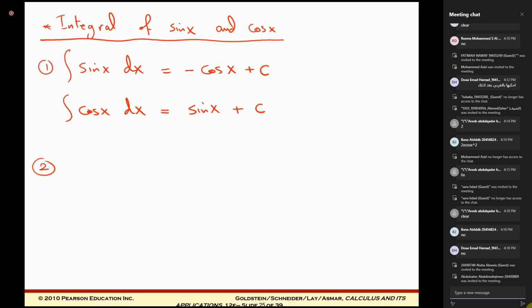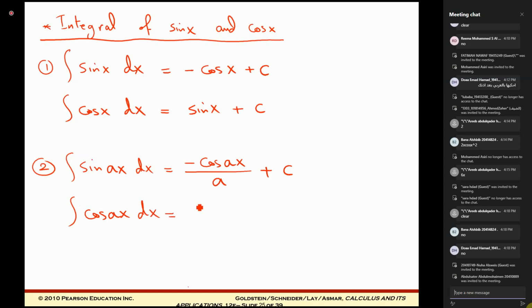Number 2, if we have in the angle ax, not x, for example, sine ax, sine 2x, sine 3x, like this. The integration equals minus cosine with the same angle over the coefficient of the x, a, plus c. The integral of cosine ax dx equals the integration of the cosine ax, sine ax over a, plus c.